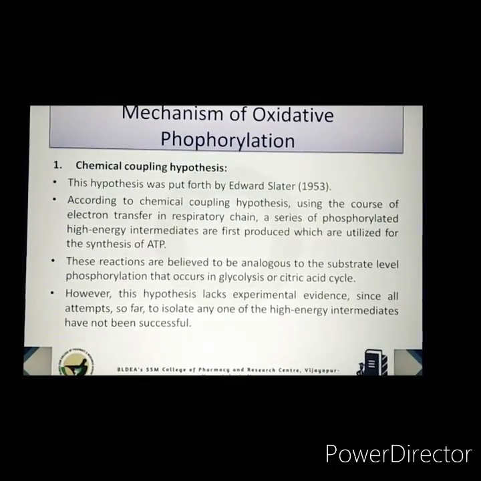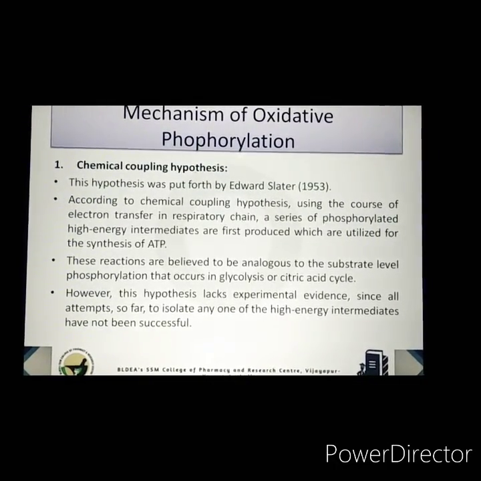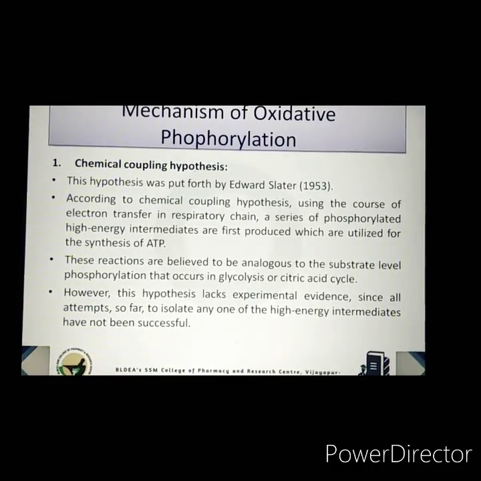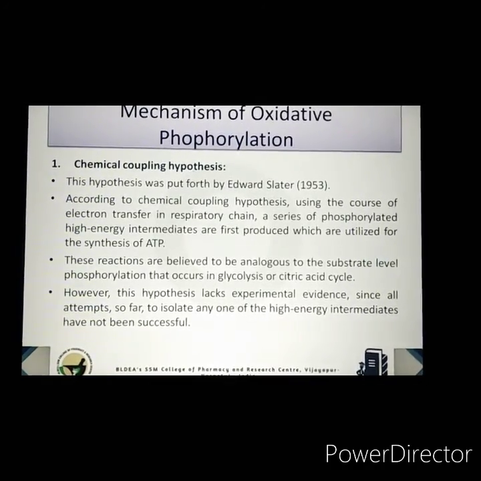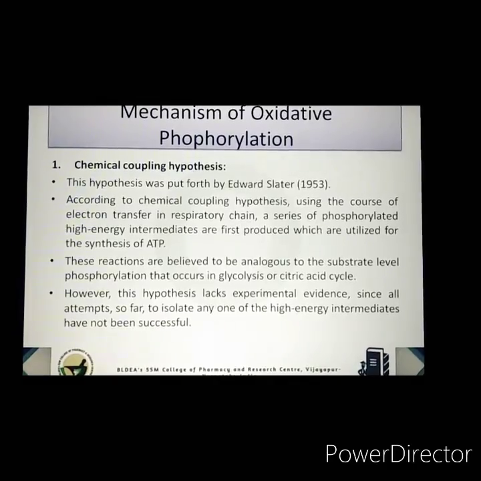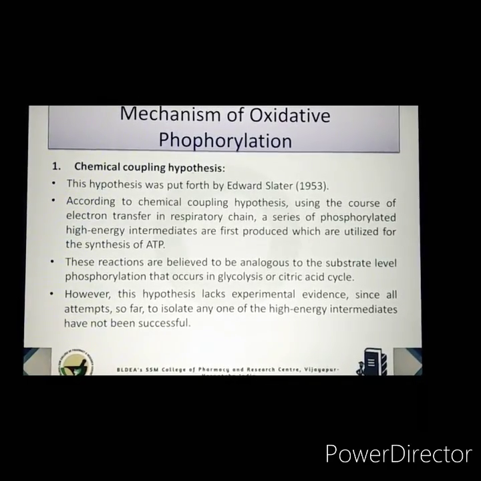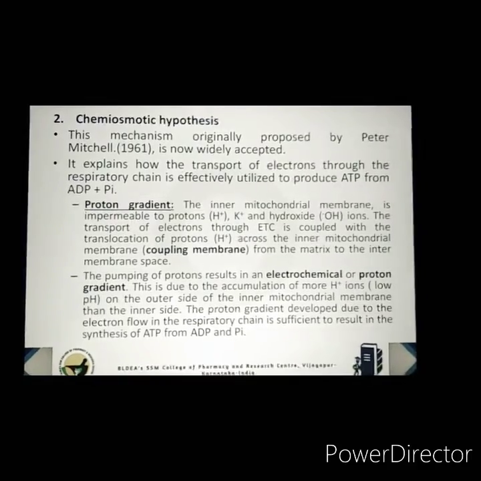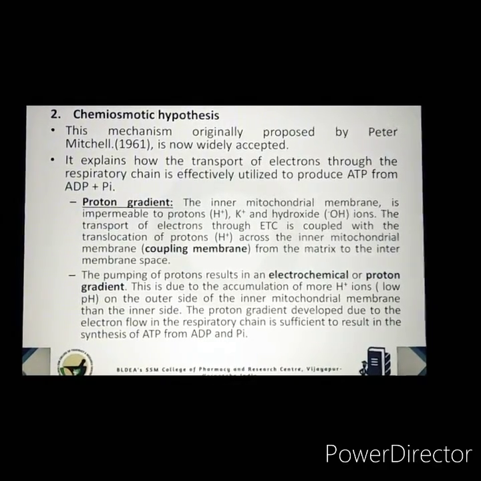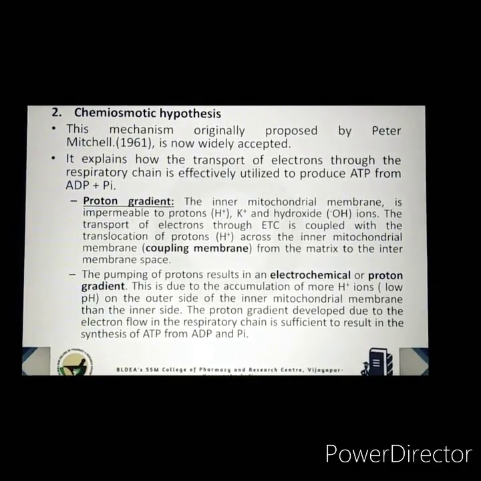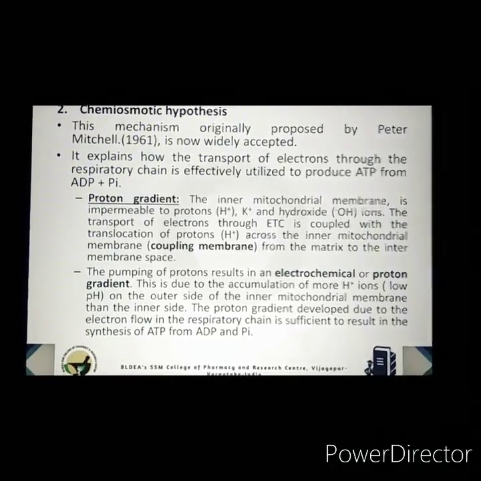While proving this chemical coupling hypothesis, certain disadvantages and certain drawbacks occurred. Because of this, the chemical coupling hypothesis has been removed. So the new hypothesis, that is the chemiosmotic hypothesis, was proposed by Peter Mitchell in 1961.